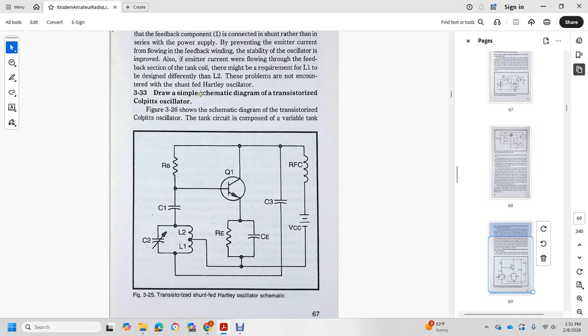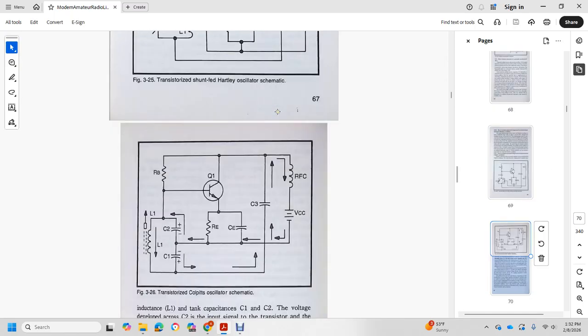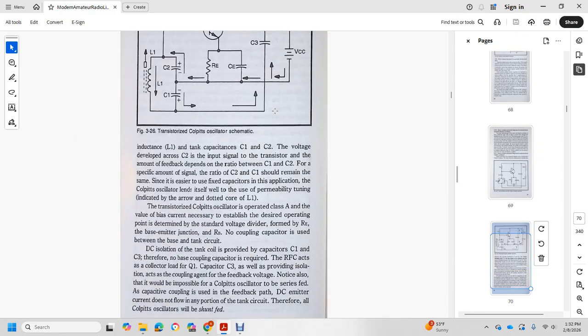333 describes the schematic diagram of a transistor Colpitts oscillator. The schematic diagram is categorized as a Colpitts oscillator, whose tank circuit is composed of a variable inductor and capacitors 1 and 2. The input signal to the transistor and the amount of feedback depend on the ratio between capacitor 1 and 2. For a specific amount of signal, the ratio of capacitor 2 to capacitor 1 should remain the same, which is easy with fixed capacitors.